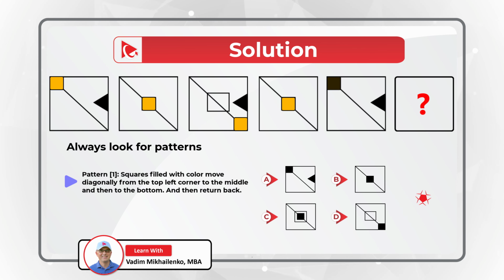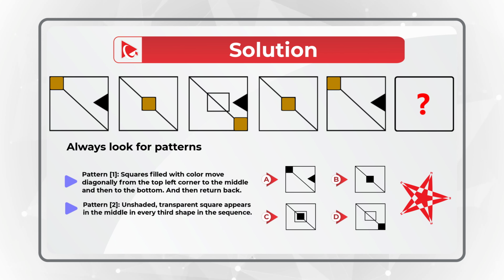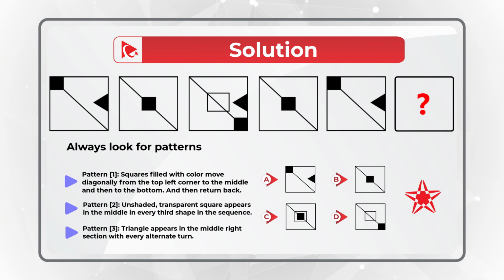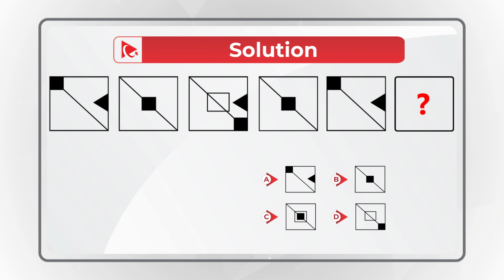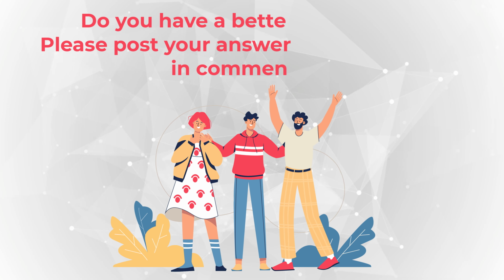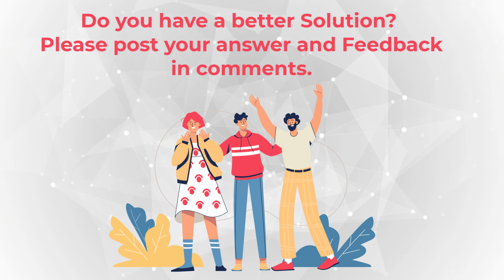Then they return back. The second pattern is that unshaded, transparent square appears in the middle of every third shape in the sequence. And then the third pattern is that triangle appears in the middle right section with every alternative shape. This is why the correct choice here is the rectangle with the black square, as well as unshaded, transparent square inside the middle, but without the triangle. Hopefully you've nailed this question and now know how to answer similar problems on the test.